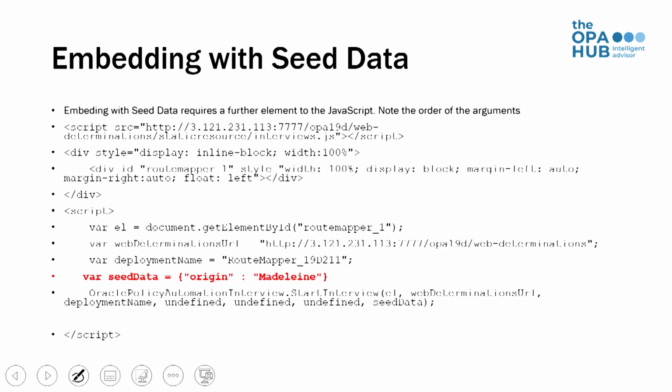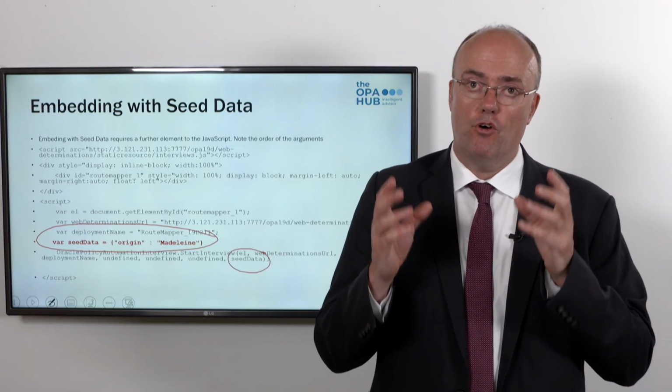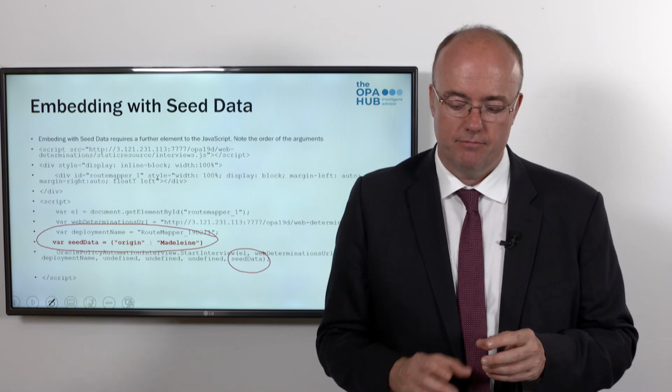And here's an example. Focus only on what's different. I've created an object called seed data that says origin, followed by the value of origin, which in this case is a metro station in Paris called Madeleine. And I've added seed data as an argument to my start interview. So if all goes well, the interview will start and the default value will be selected for the origin of the journey.